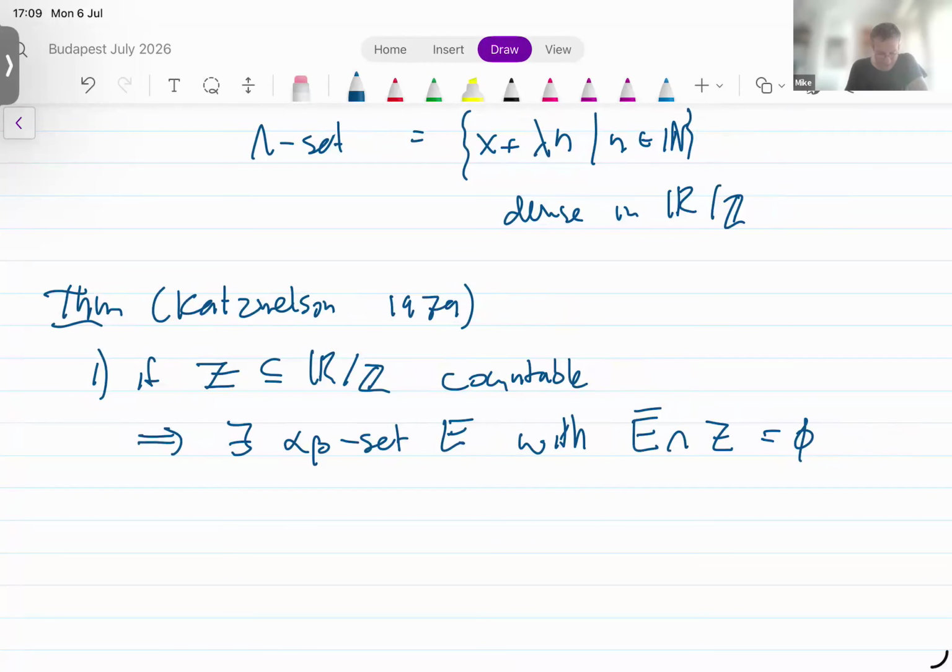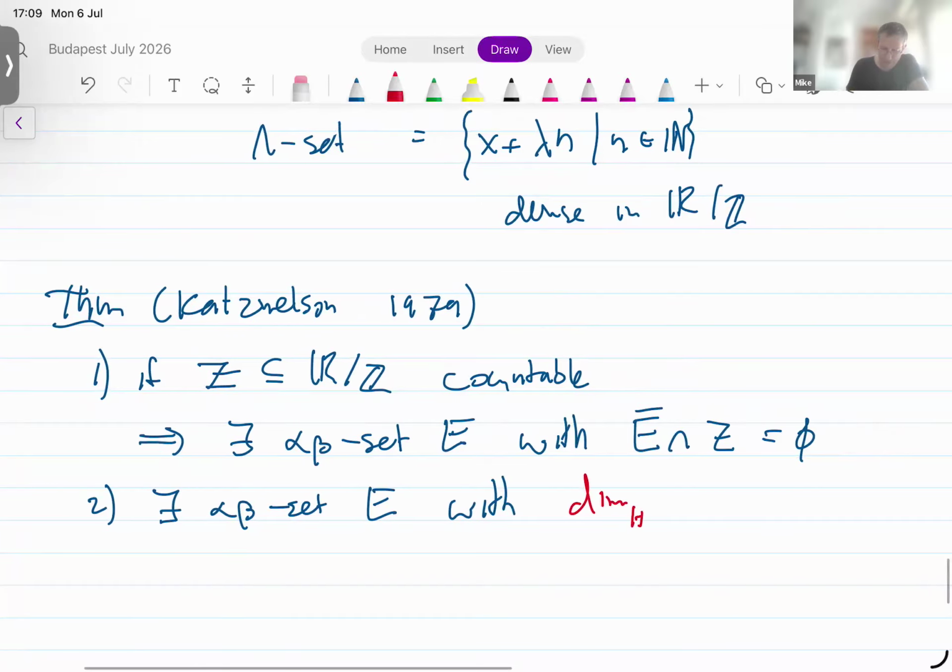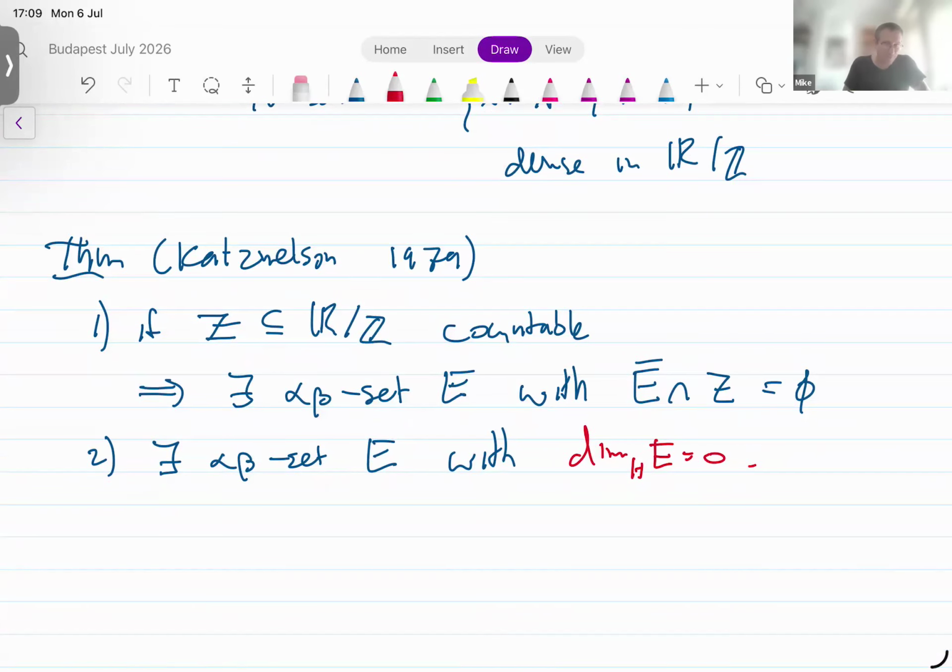So that's one thing. And the second thing that he proved is that there exists an alpha beta set, E, so that the Hausdorff dimension of E is 0. Maybe I should say one more thing. I do have to quantify this. Actually, it's trivial that there are alpha beta sets with dimension 0 because you can take a finite alpha beta set. And so, of course, the point here is that there exists an infinite alpha beta set. And also here, we want an infinite alpha beta set.